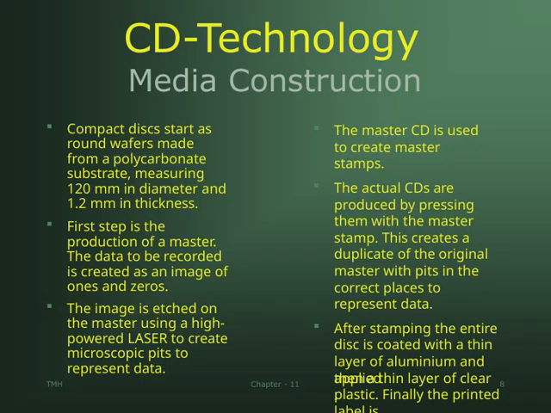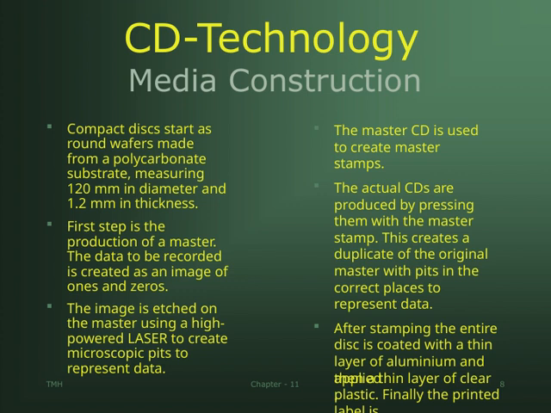Let's take a closer look at how compact discs, or CDs, are constructed, starting from the very beginning. CDs are made from a round wafer of polycarbonate material, measuring about 120 millimeters in diameter and 1.2 millimeters thick. The first step in the process is creating a master, which is essentially the original data source. This master contains an image composed of 1s and 0s that represent the digital information we want on the disk.